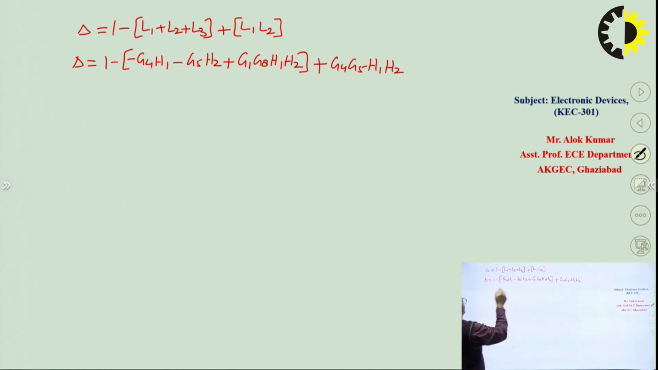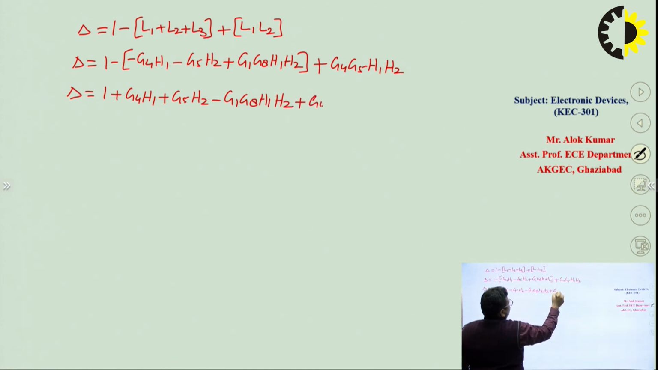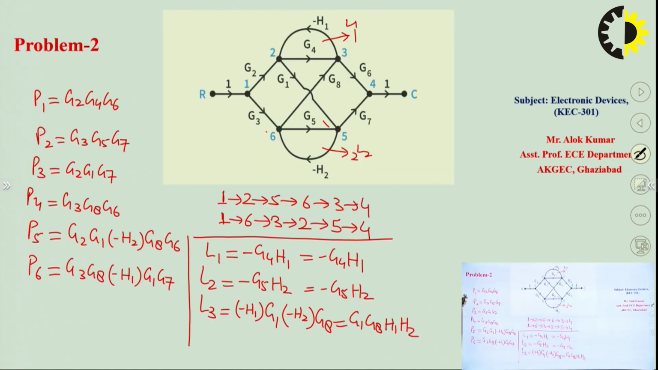Further we can multiply this minus sign in the bracket, so it will be 1 plus G4 H1 plus G5 H2 minus G1 G8 H1 H2 plus G4 G5 H1 H2, right? So this will be the value of delta. Now here we have 6 forward paths, and with these forward paths we can find the value of delta 1, delta 2, delta 3 and up to delta 6.